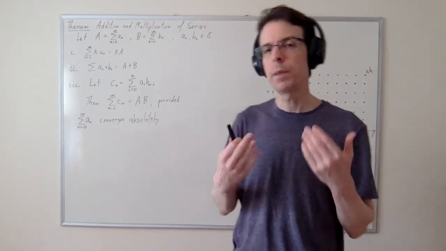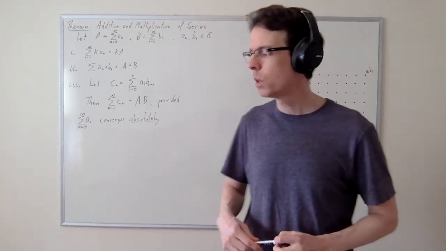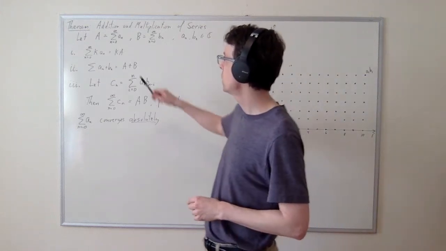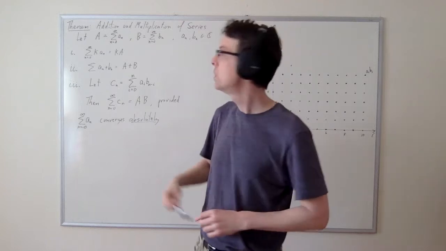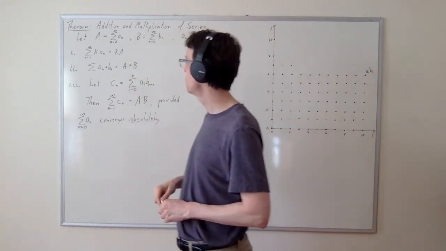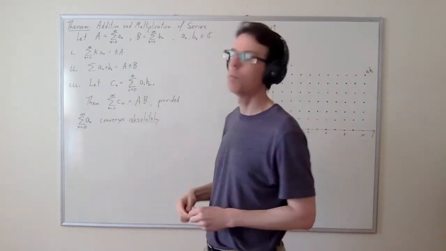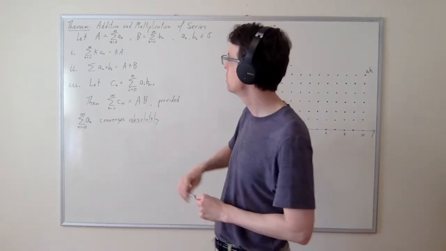So we're not going to be differentiating series in this video. What we're going to be doing is, instead of looking at power series, we're going to be looking at simple series of complex numbers. That is, these are not functions of z. These are simply infinite series of complex numbers. And we're going to prove some basic properties of these series. So this theorem states three.